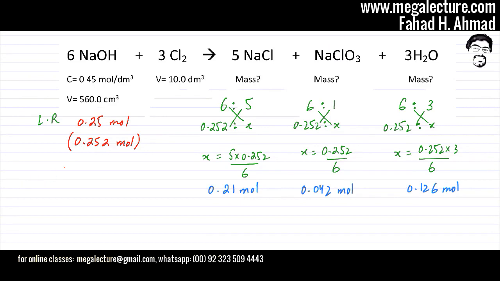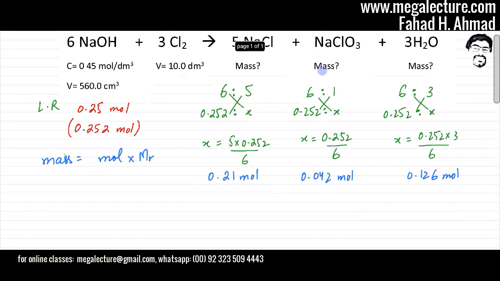Now let's try and find the mass, and I'm going to use the formula. Mass is moles multiplied by the MR. So for each one of them, I have the moles of all 3 substances, and I'm going to find the mass. So let's try and find the mass now.